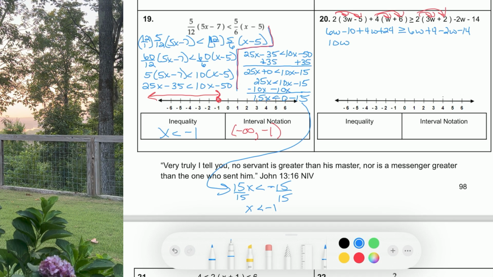6w plus 4w is going to be 10w. Negative 10 plus 24 will be a positive 14. 6w minus 2w is 4w. And then 4 minus 14 is going to be a negative 10. Subtract 14 from both sides. I get 10w plus 0 is greater than or equal to 4w minus 24.